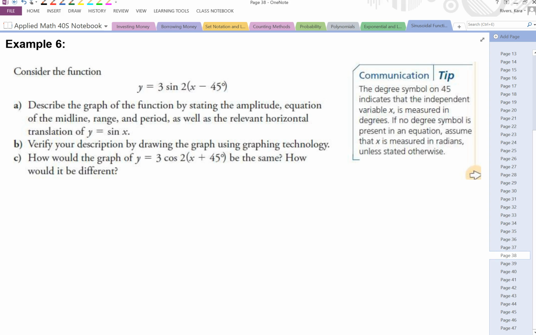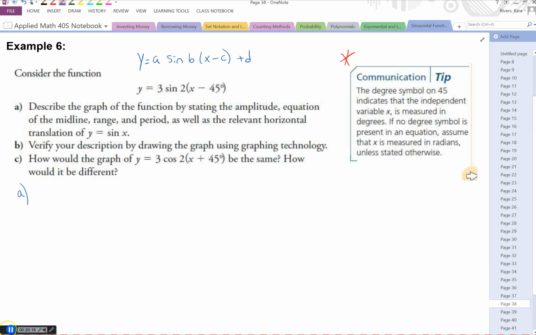Alright, let's take a look at example 6. It says consider the function y equals 3 sine of 2 times x minus 45 degrees. And there's a little communication tip in the corner here, which is something pretty important. It says the degree symbol on 45 indicates that the independent variable x is measured in degrees. If no degree symbol is present in an equation, assume that x is measured in radians unless stated otherwise. So that's really important. That's a really good way for you to identify what we're measuring this in.